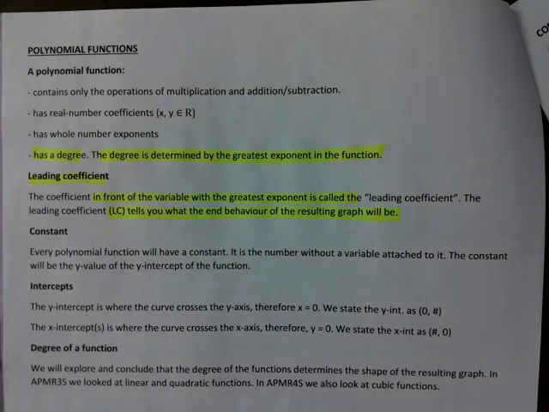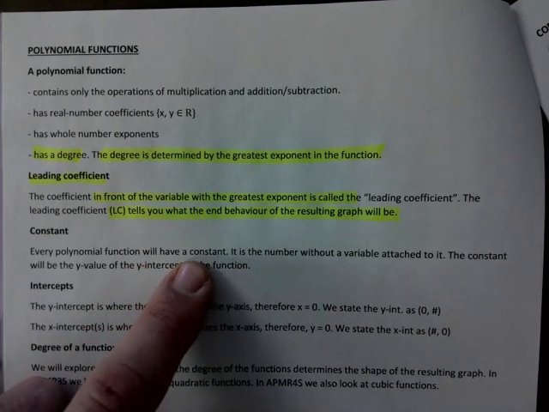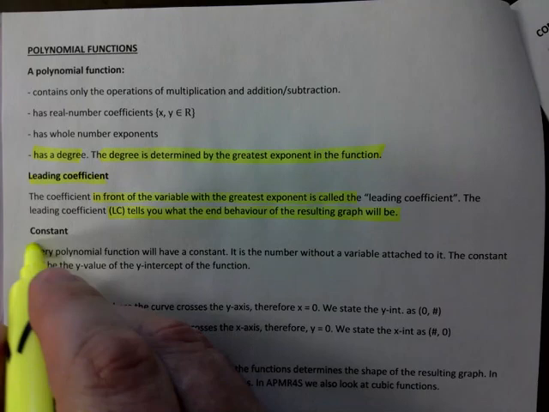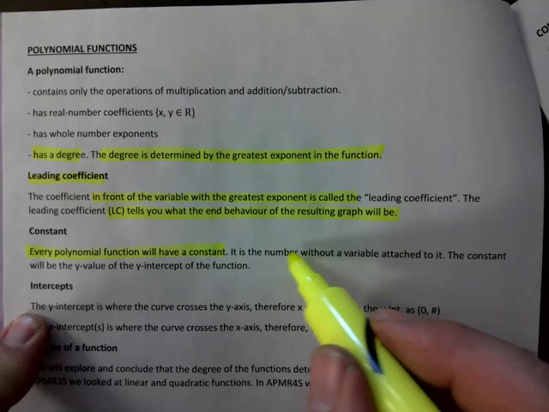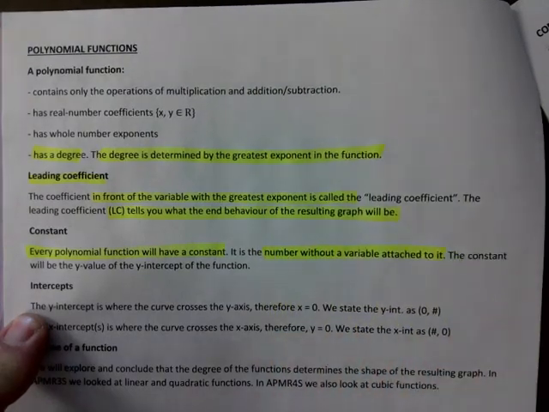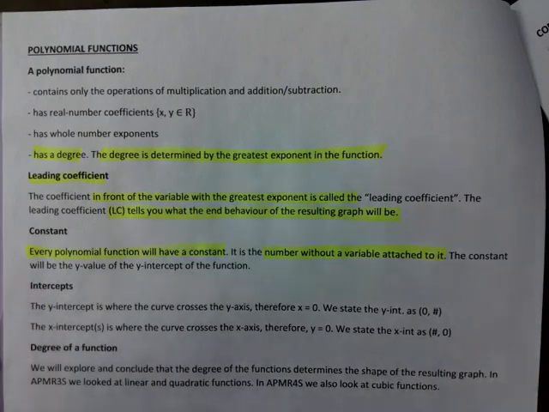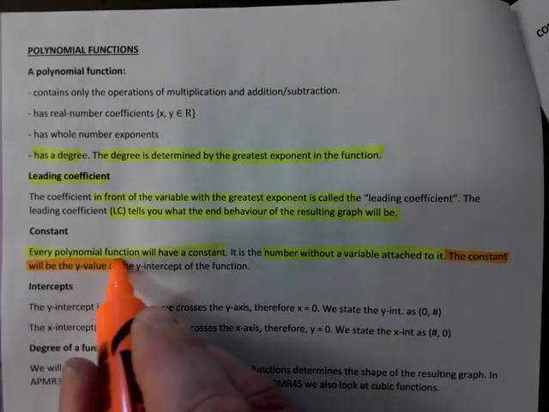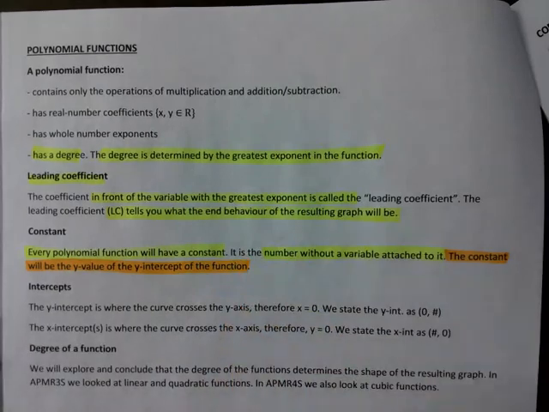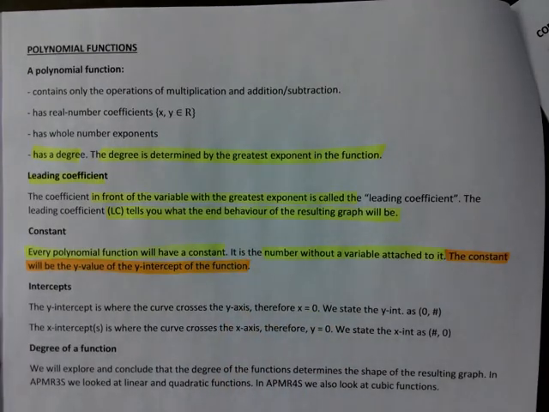Okay. The constant, every polynomial function will have a constant. Okay. Every polynomial has a constant. It's the number without a variable attached to it. And here's a different color probably for this one. The constant, if it's a polynomial, will be the y value of the y-intercept of the function. More later.